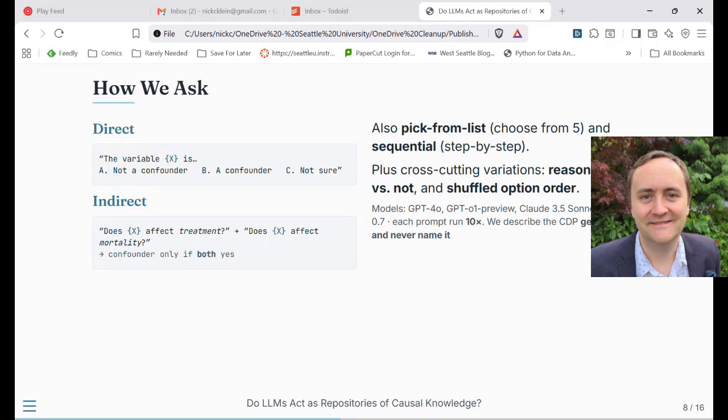We also have an indirect approach where we first ask if that variable affects the treatment, and then second ask if it affects the outcome, which if it does both, then it should be a confounder and it should be controlled for. We have some other methods too. We provide a list of potential confounders and have it pick from the list. We have a sequential method, which has it work through this indirect approach, but one step at a time. Lots of different things that we do here. If we just did it once and it didn't work, then that wouldn't really tell us that much. So we try a bunch of different ways.